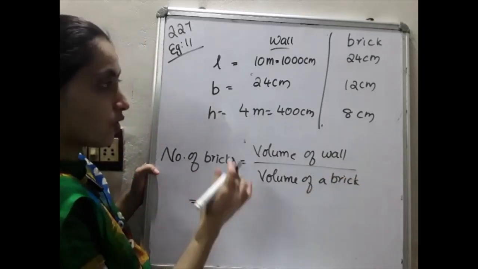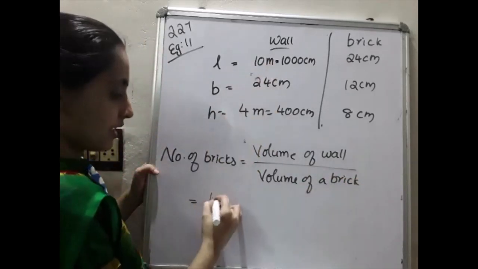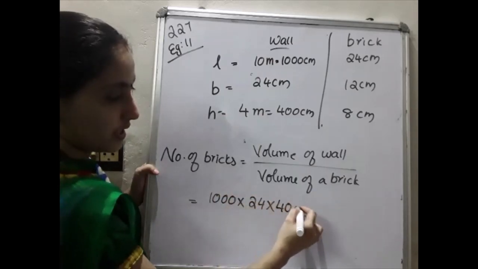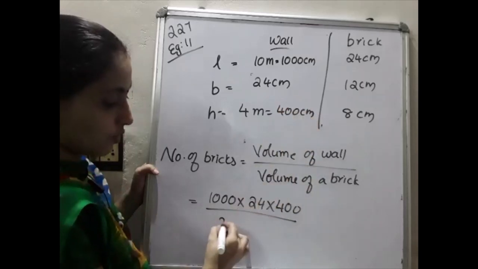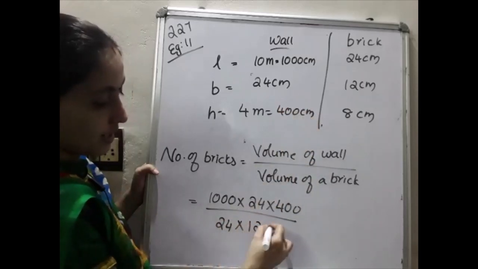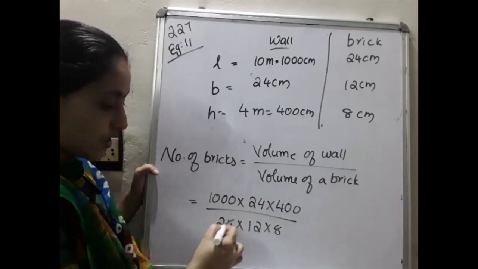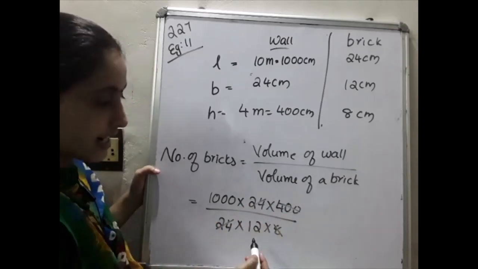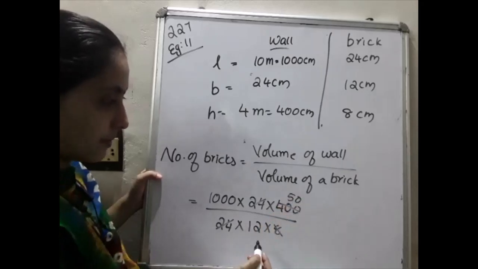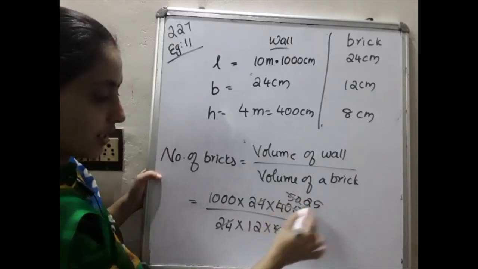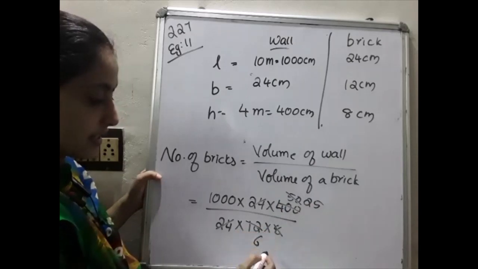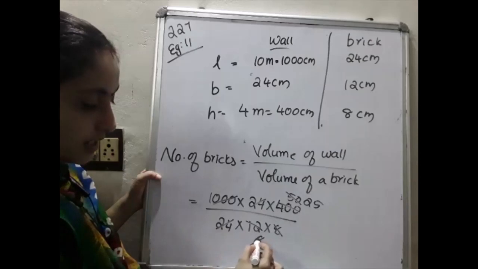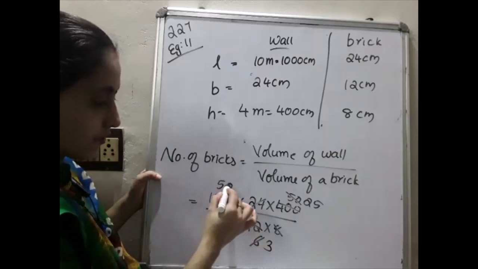Volume of the wall is length into breadth into height, that is 1000 into 24 into 400, divided by volume of a brick, 24 into 12 into 8. 24 and 24 we can cancel each other. 8 into 5 is 40, so you got 50 here. Then by 5 it is 25, by 5 it is 6. 6 we can cancel, by 2 it is 3, by 2 it is 500.